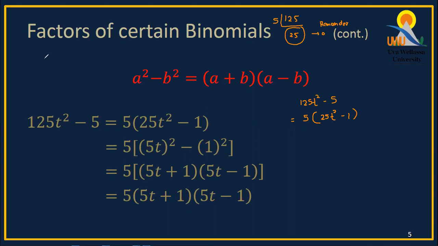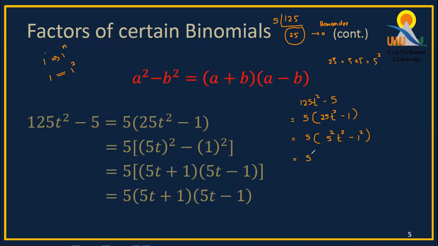We all know that 1 can be considered as 1 to the power n. Any power of 1 is equal to 1. Using this concept, we can write 1 as 1 to the power 2, because we need to write this term as a squared term. So 1 is written as 1 squared. Then t squared is given. 25 also needs to be written as a squared term. We know that 25 can be written as 5 times 5, which equals 5 squared. Then we will write this 5 squared here.